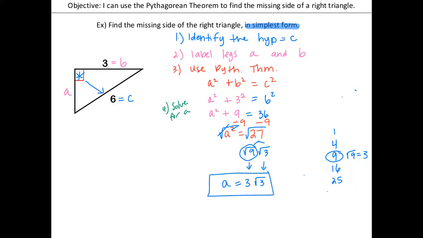Sometimes it might be on the same side of the equal sign, so you're going to add the numbers instead of subtracting them, okay? And then don't forget to simplify your radicals as much as possible.